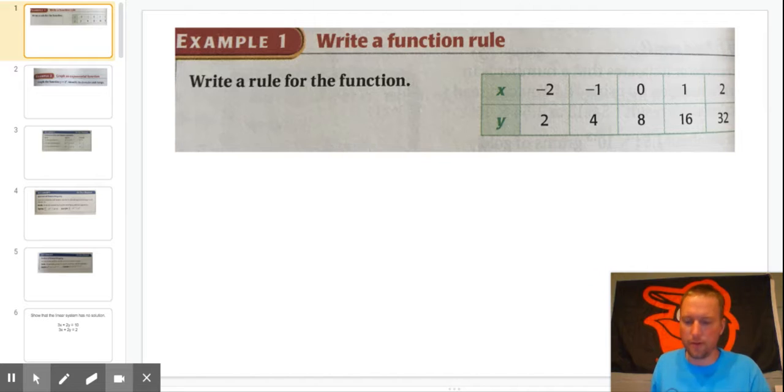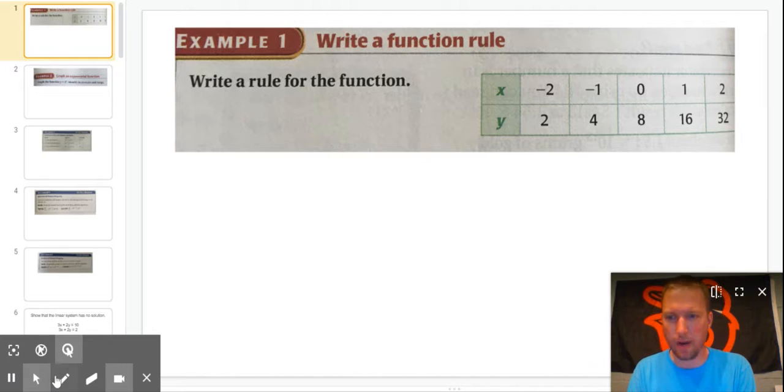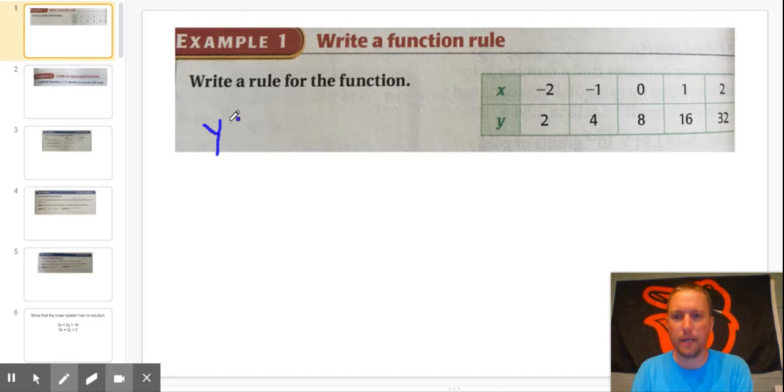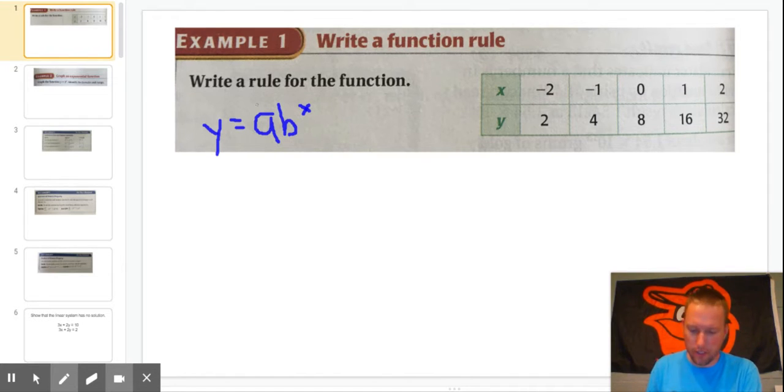So without further ado, we are writing and graphing exponential growth functions. Now if something grows exponentially, that means it's multiplied by itself. And there is a formula. Surprise, surprise, there's always a formula. The formula is y equals a times b to the power of x. So this is the formula for an exponential function.